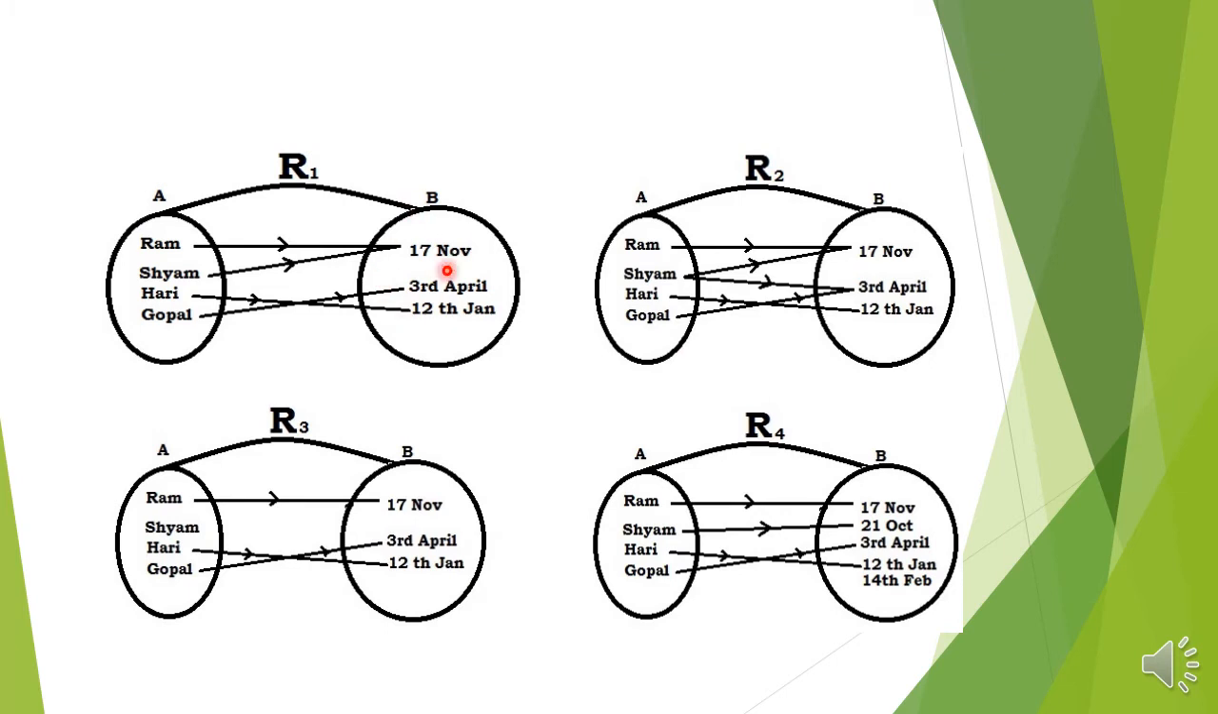R1 is acceptable because everybody has an individual birthday, isn't it? Ram has 17 November. Sam also has 17 November. Many people can have a birthday on one day. It is possible, isn't it?